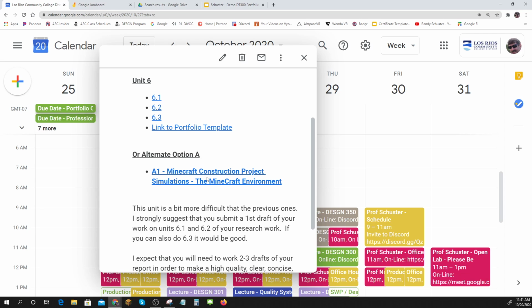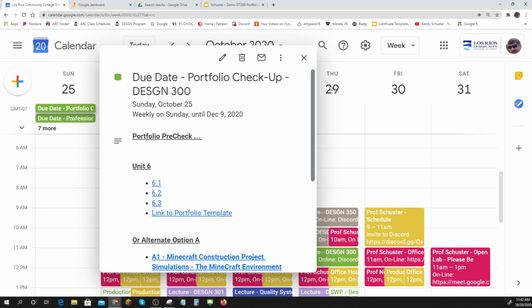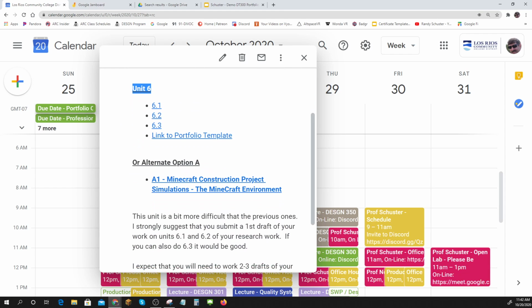Then I want to talk about the next one, which is your alternate. There is an alternate thing that we can do here. Instead of doing research on a process, you can actually practice what we did in units 1, 2, 3, and 4. You can practice grubbing a site and grading a site and excavating a site and putting down your dirt and then gravel and then sand and then pouring a layer of concrete and then laying out your walls and putting in doors and windows, and then even putting on a roof. And we do that in Minecraft Educational.